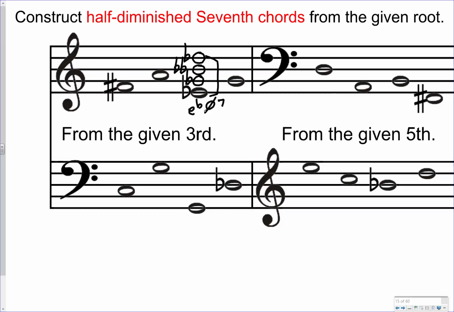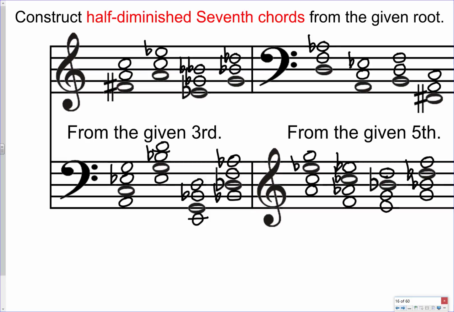Okay, at this point you should be either finished or wrapping it up. On the next frame, I've supplied the answers. Let's hope they're all correct. Please check my work as well as your work. Recall that for constructing half-diminished seventh chords, all of our responses should consist of a diminished triad and a minor seventh.